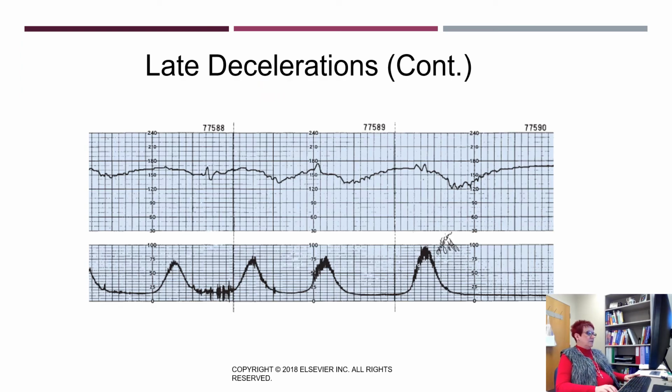So here's some late decels. As you see, they are on the right of the peak of the contraction. So you see the heart rate go down as the uterus is relaxing. So this is not a good sign. Okay, the placenta or the cord are being compressed. So if we can get her off her back, the cord compression might be lessened. If her placenta is starting to poop out, then we need to get the baby out.